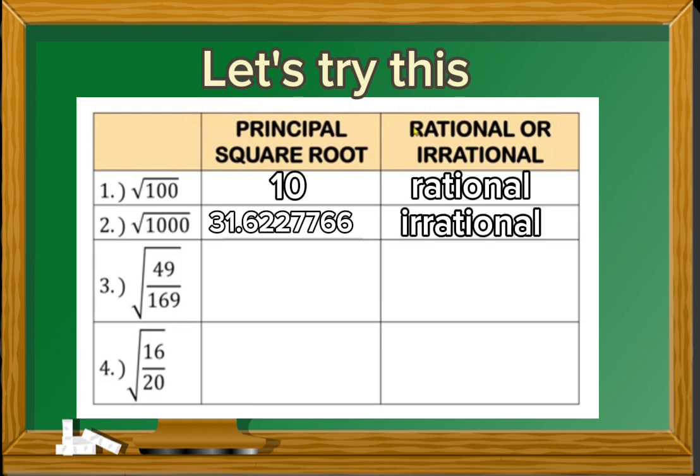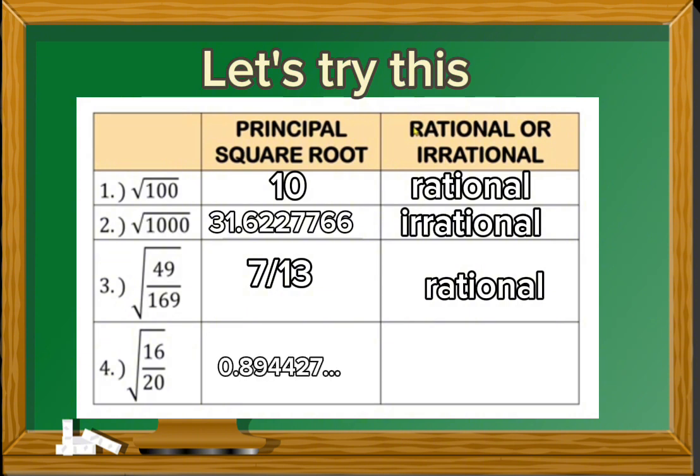Number 3: square root of 49 over 169. The square root of 49 is 7, and the square root of 169 is 13. Since 49 and 169 are both perfect squares, the principal square root is 7 over 13, and 7 over 13 is a rational number. Number 4: square root of 16 over 20. The square root of 16 is 4, but the square root of 20 is not exact. The actual value of the square root of 16 over 20 is this. Since 20 is not a perfect square, the principal square root is an irrational number.